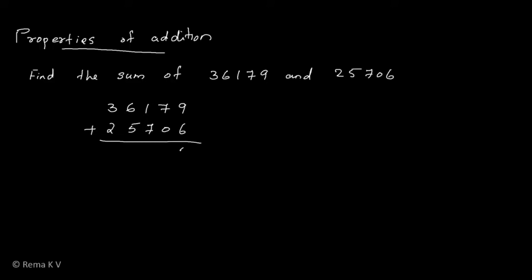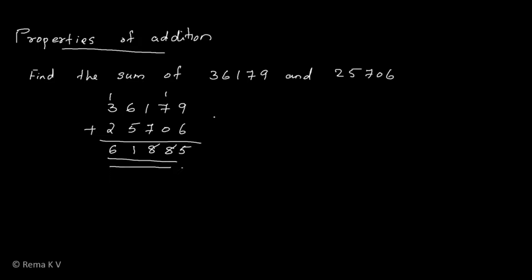9 plus 6, 15. 1 carry over. Then 1 plus 7, 8. 8 plus 0, it is 8. 1 plus 7, 8. 6 plus 5, 11. 1 carry over. 1 plus 3, 4. 4 plus 2, 6. So the sum is 61,885.